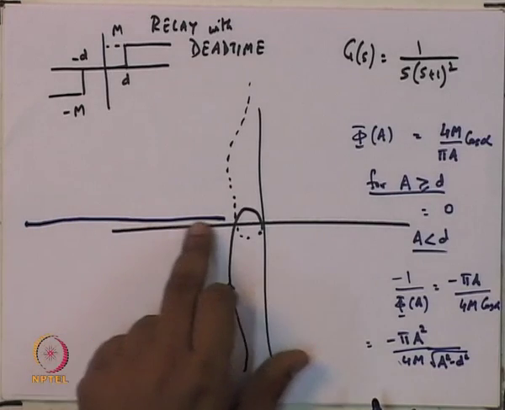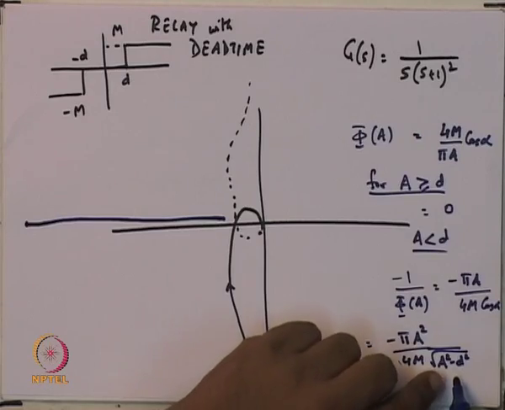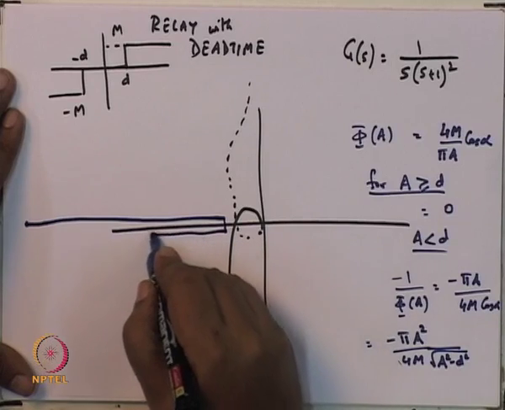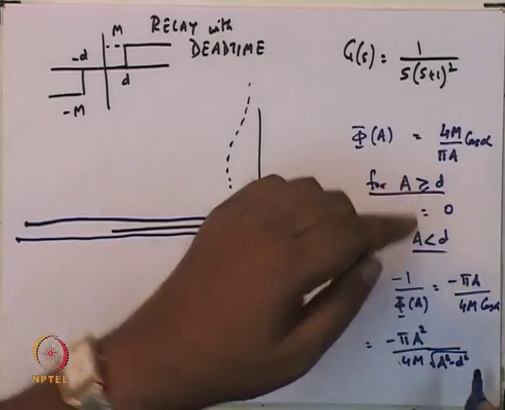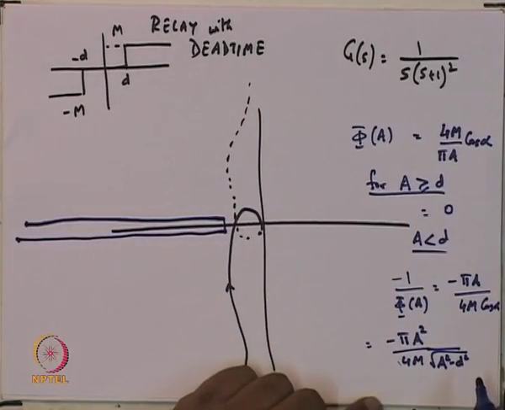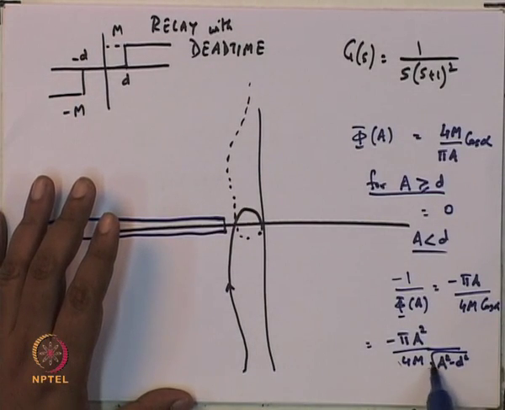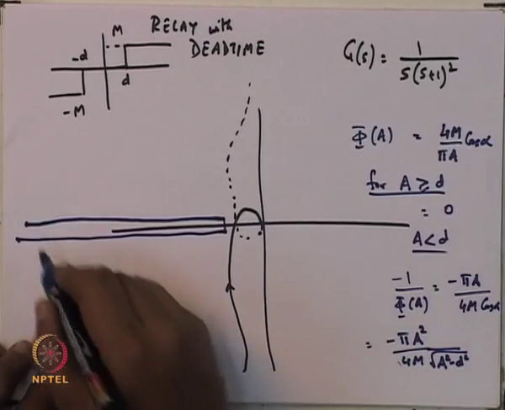And this will keep decreasing until a certain point. And then when a becomes even larger than that certain point, then what you're going to get is it keeps increasing, because if you think of a close to infinity, I mean a being a very large number, then this thing is square root of a squared minus d squared. This can be approximated as being a, and so you have pi a squared upon 4m a. So one a goes, so you have the other a, so you again go back to minus infinity.